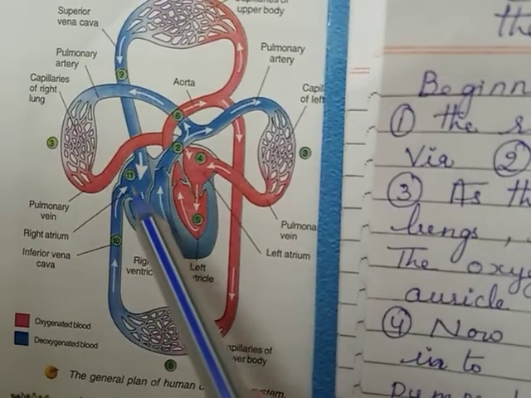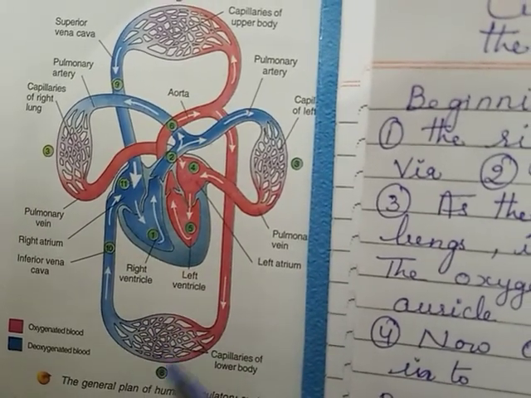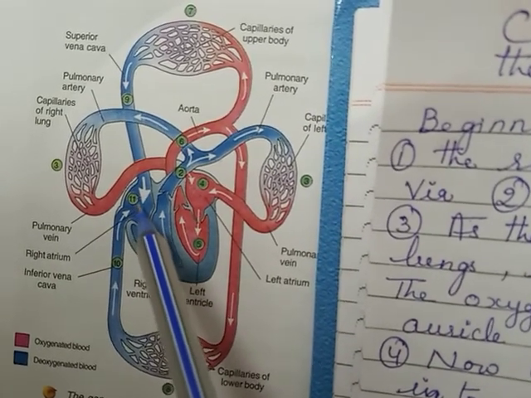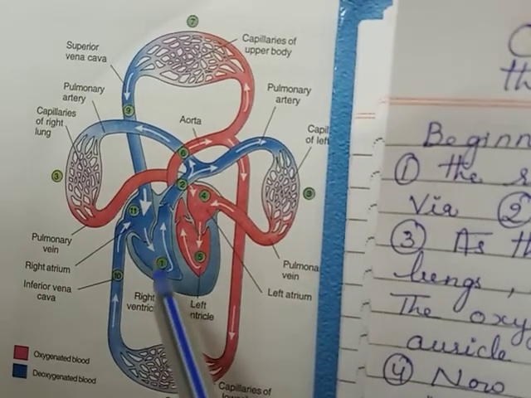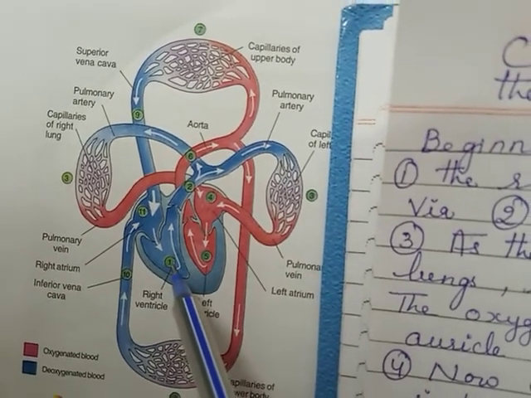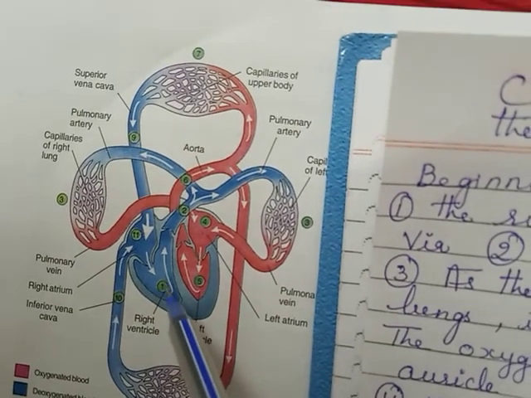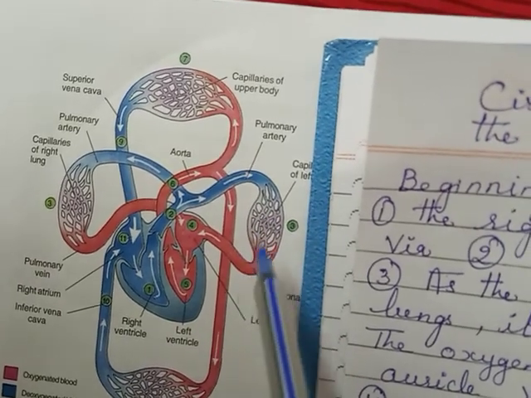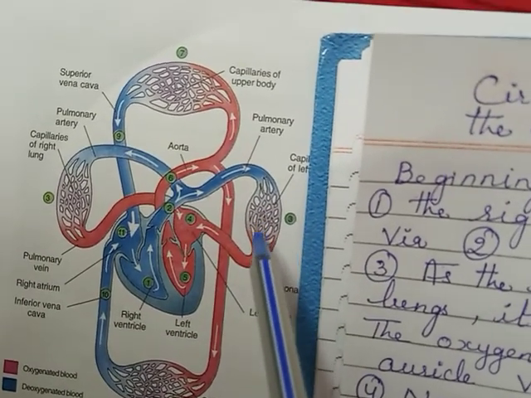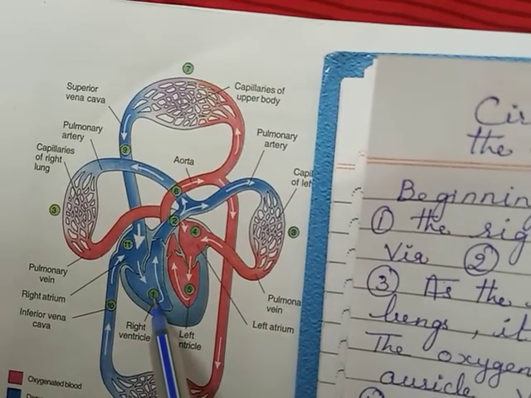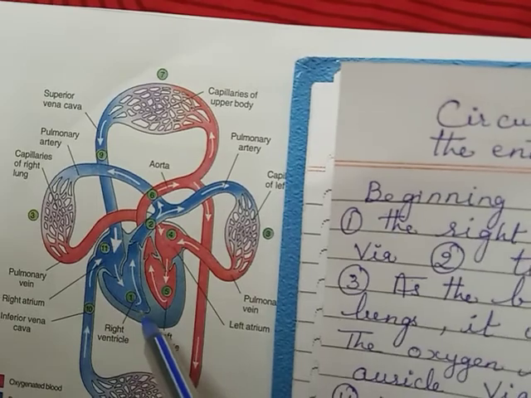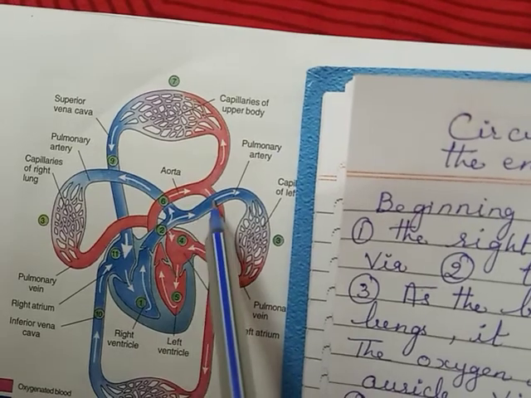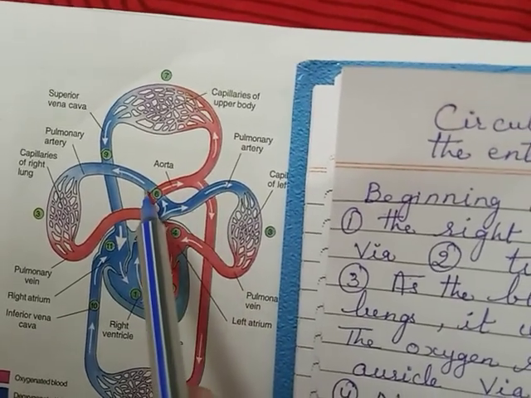As in the previous session, I told you that the deoxygenated blood comes to the right auricle. When the right auricle contracts, the blood comes to the right ventricle. Now, from the right ventricle, the blood flows to the lungs. In the lungs, what happened, children? This right ventricle pumps the blood to the lungs via two arteries. These are the two pulmonary arteries.